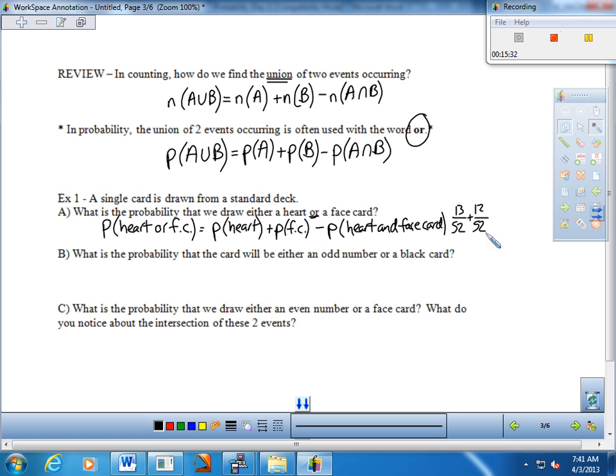Now again, here's the slight problem. There are certain cards that I included both here and here. The ones that are both hearts and face cards. And so guys, just please don't forget, we must subtract. And so I subtract away the intersection here. How many of those cards are both? How many are both hearts and face cards? Well, I've got the Jack of Hearts, the Queen of Hearts, and the King of Hearts. And so as a result, I've got 3 cards that I accidentally counted twice, and I don't want to do that, of course. And so I've got to subtract those away.